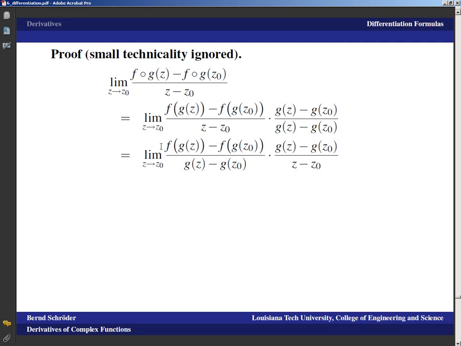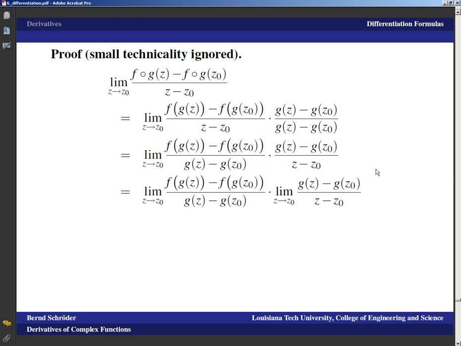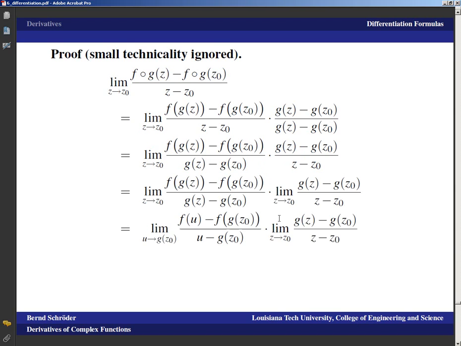This is the limit as z goes to z0 of [f(g(z)) minus f(g(z0))] divided by [g(z) minus g(z0)], times [g(z) minus g(z0)] divided by [z minus z0]. And for those limits, of course, the limit of the product is the product of the limits. And then I can also simply call g(z) u, and when z goes to z0, then that u goes to g(z0).